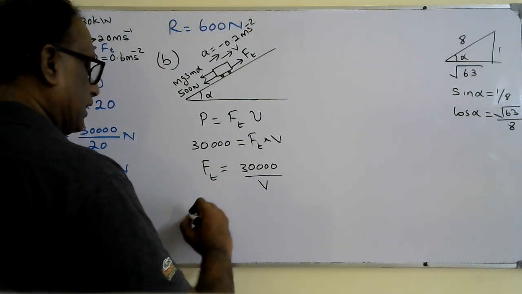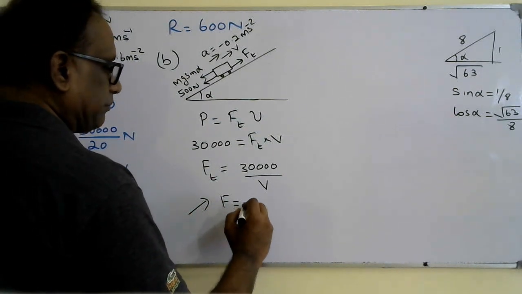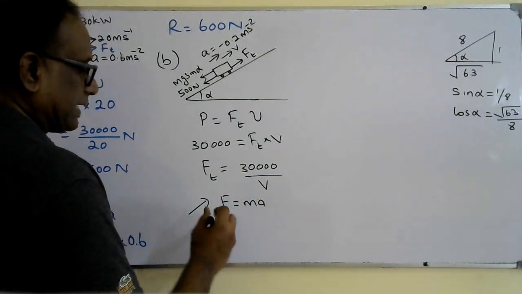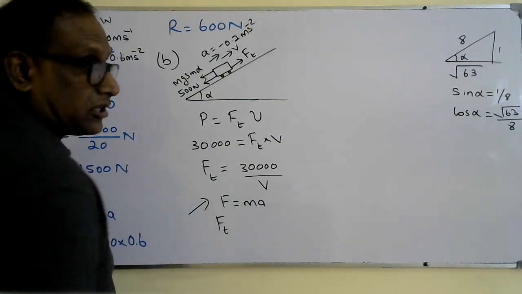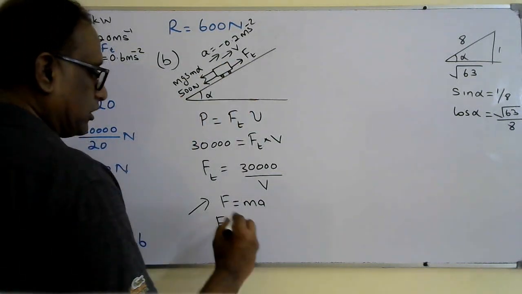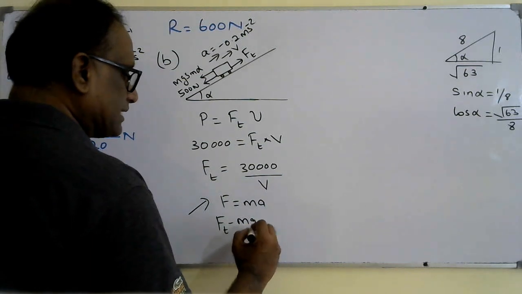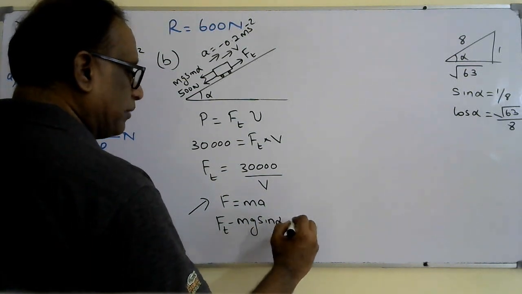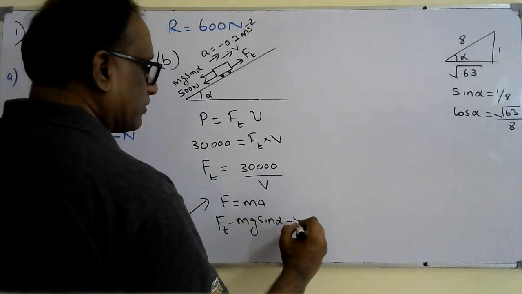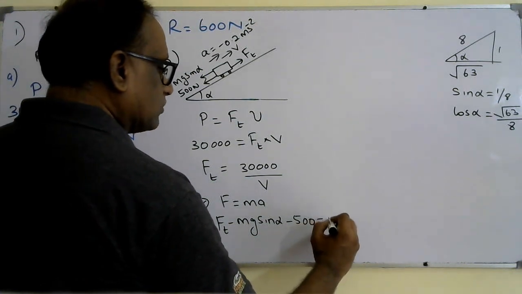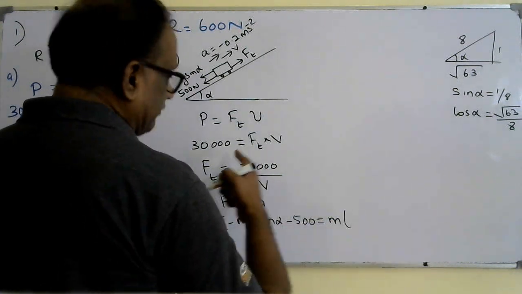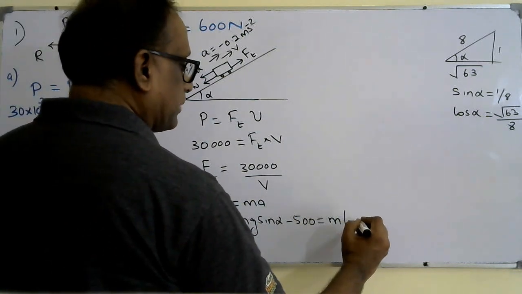So along the slope up, we use F equals ma. What are the forces acting? Ft is acting along the slope up. The component of the weight acts down, so minus mg sin alpha, minus the resistive force 500, equal to m a. Anyway, the acceleration is going to be minus 0.2.